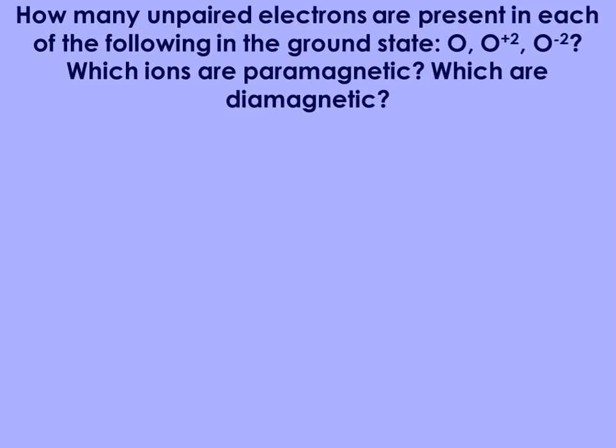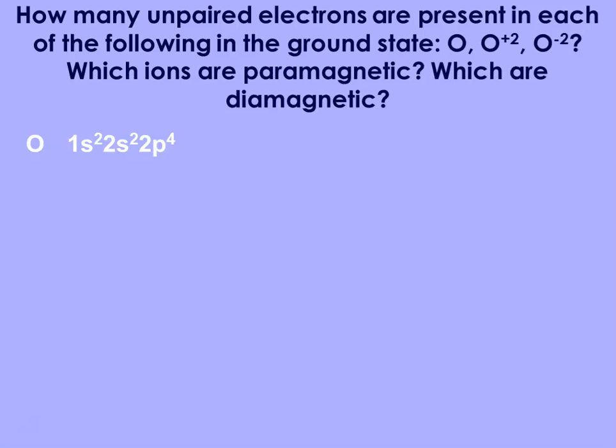So here I want to know how many unpaired electrons are found in the ground state O, O plus 2, and O minus 2, and which of these ions are paramagnetic and which are diamagnetic. So to find unpaired electrons, you need to look at the last part of your configuration in which electrons are being placed, because again, you do not move from one sublevel to the next until you have completely finished off that sublevel. So if we take a look at oxygen, it has 8 electrons, and so it would have 2 in 1s, 2 in 2s, and then 4 in 2p.